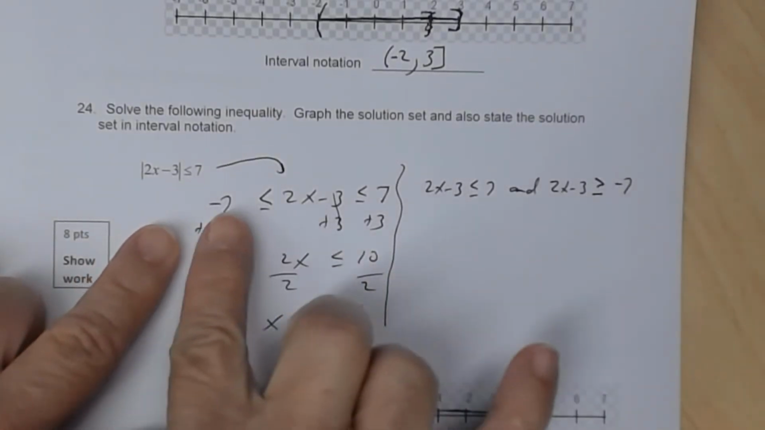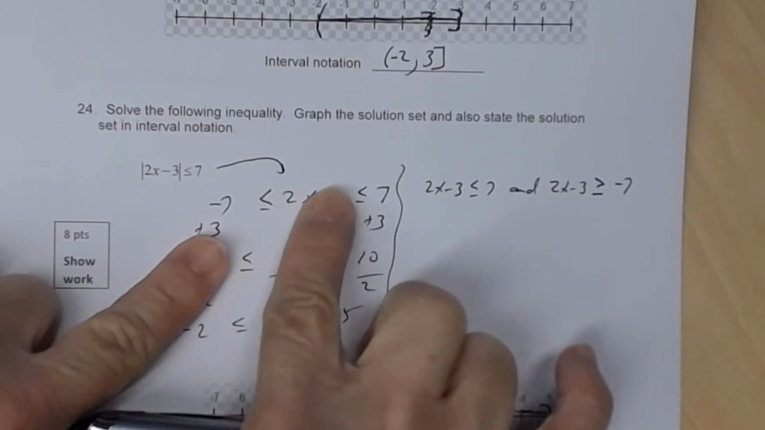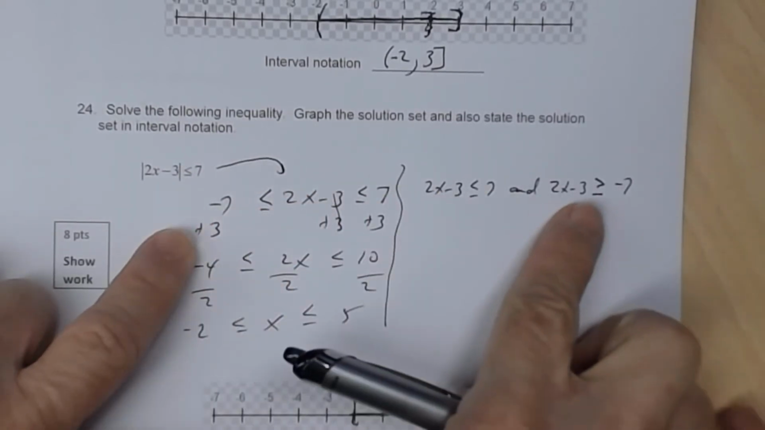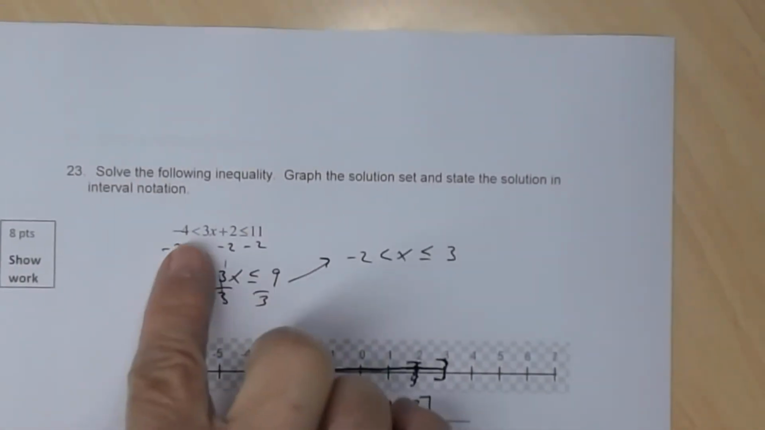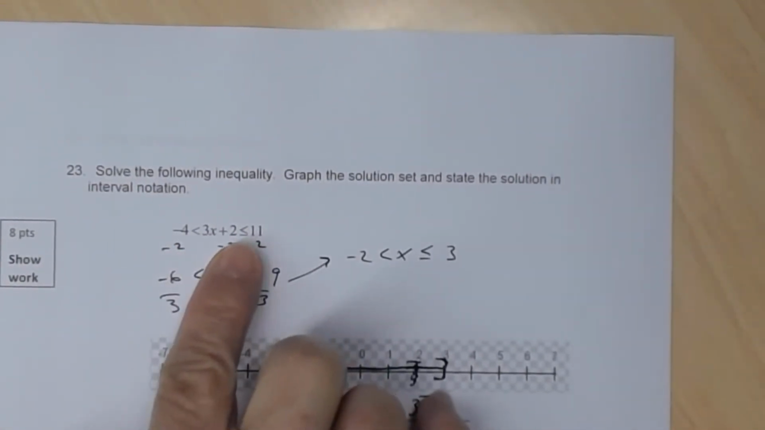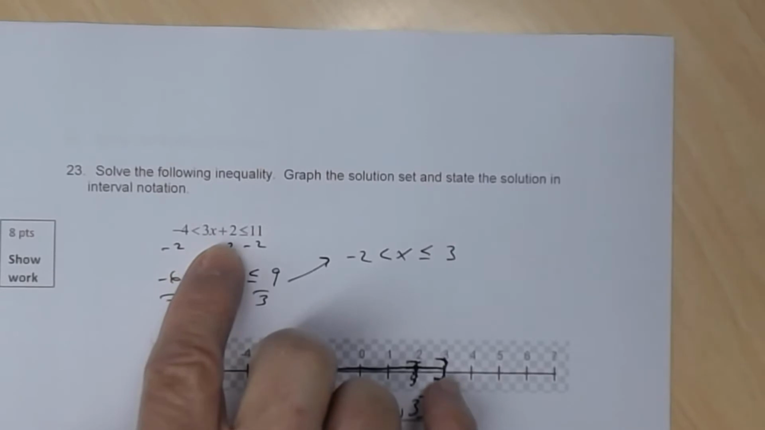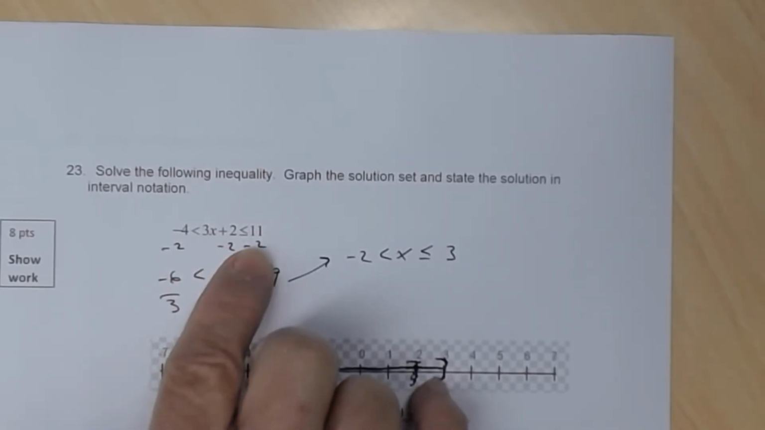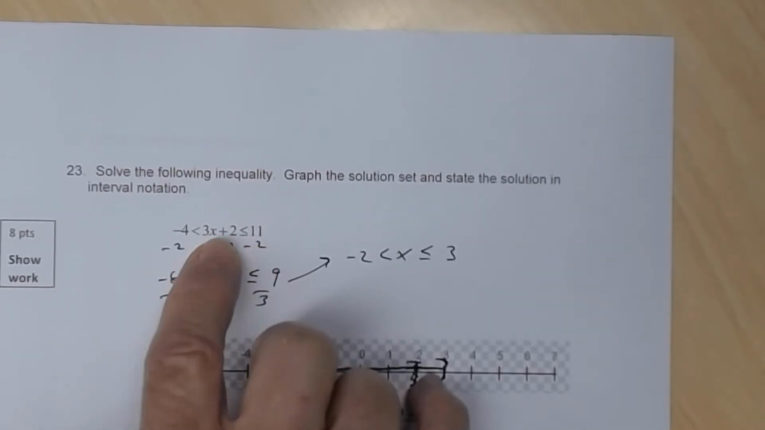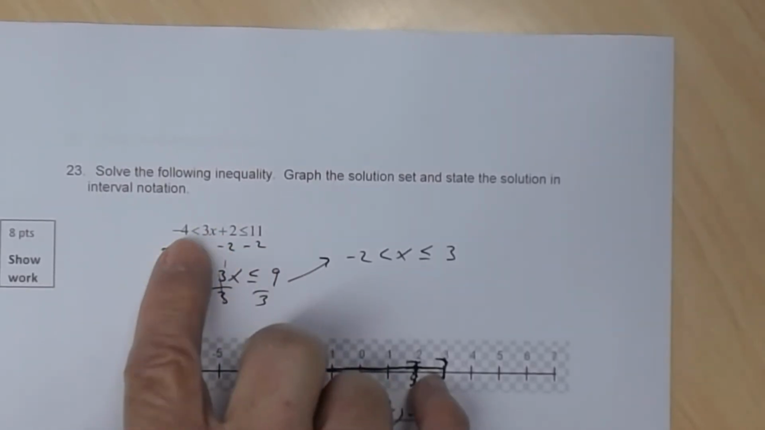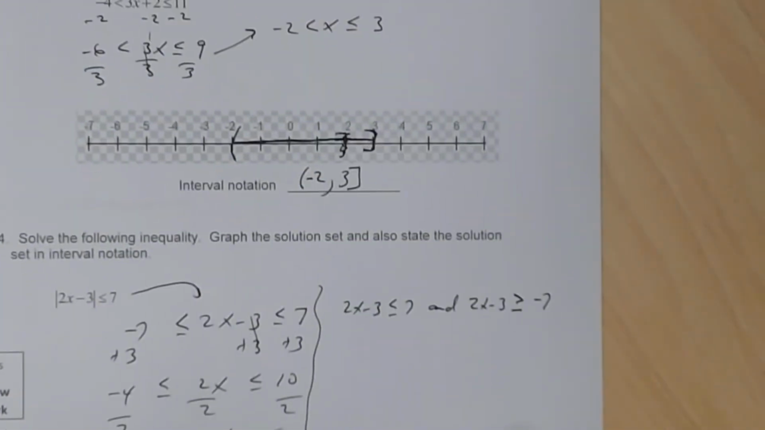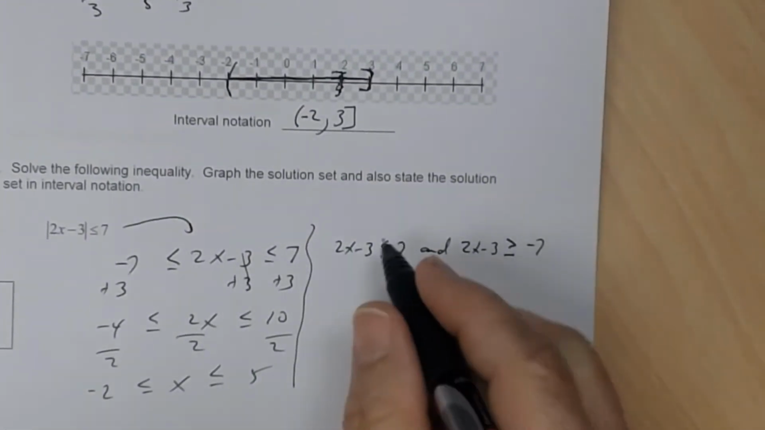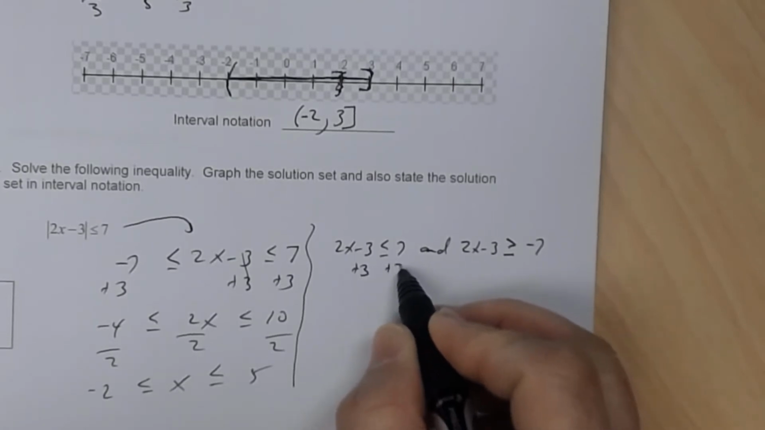Kind of makes sense because when we wrote it like this, we said 2x minus 3 has to be bigger than or equal to negative 7. That's what this is. And when you write a compound inequality that looks like this, you are talking about an and statement. So remember, this says 3x plus 2 has to be less than or equal to 11, and at the same time, 3x plus 2 has to be greater than negative 4. So that's an and statement. And so you would solve each inequality individually.